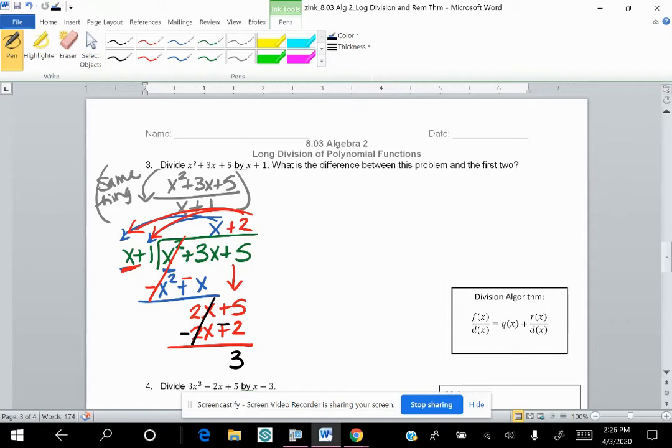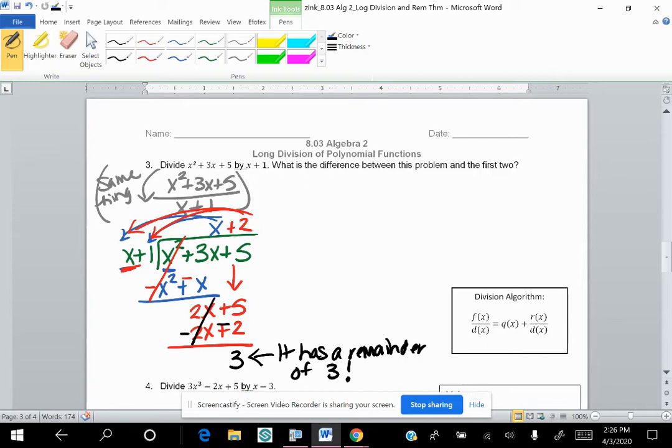Why is this different than the first one? Yes, because it has a remainder. I heard you yelling that at your computer. It has a remainder of 3, where the first two had a remainder of 0. They didn't even have a remainder at all. This one has a remainder of 3.